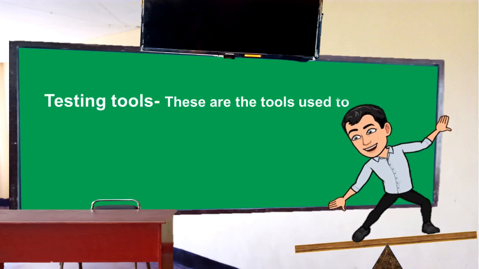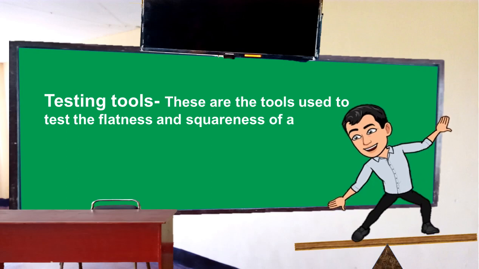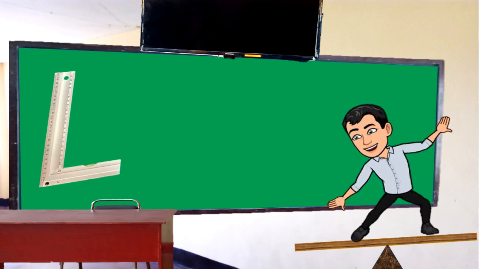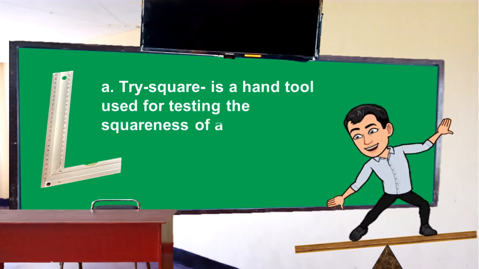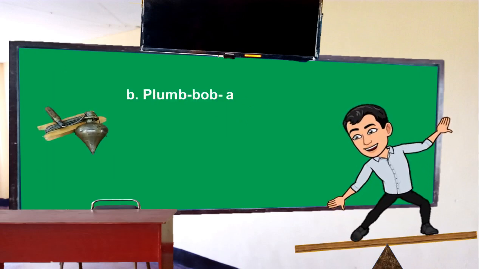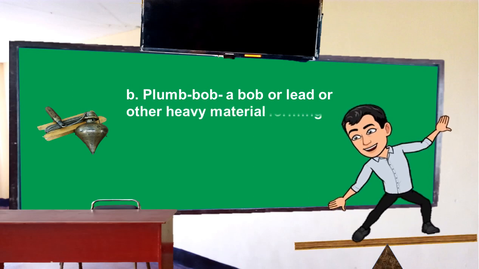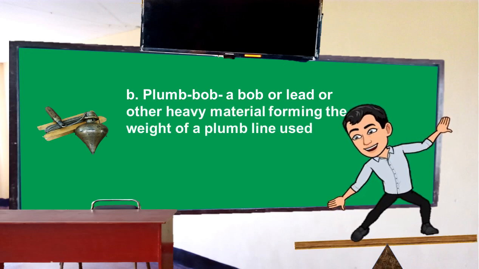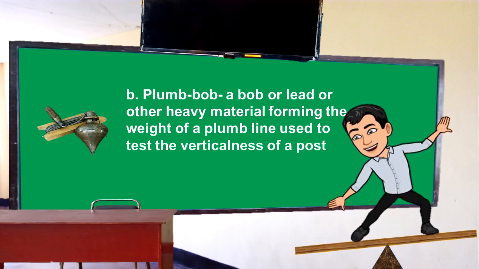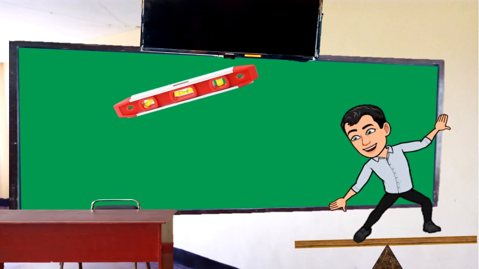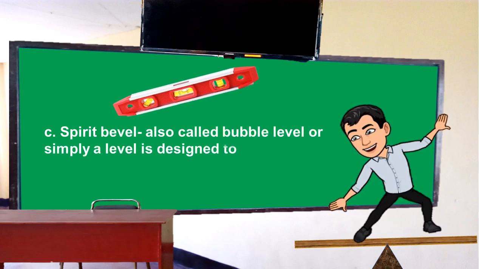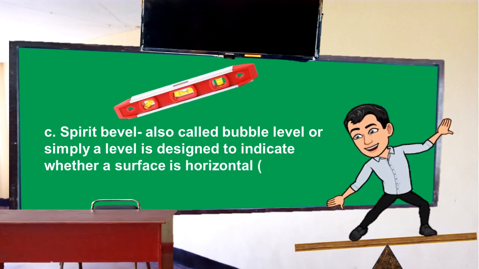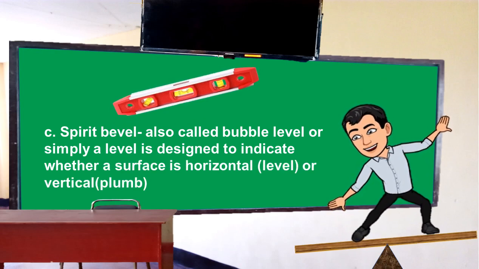Testing tools. These are the tools used to test the flatness and squareness of wood. Tri-square is a hand tool used for testing the squareness of a stock and corners. Plumb bob, a bob of lead or other heavy material forming the weight of a plumb line used to test the verticalness of a post. Spirit level, also called bubble level or simply a level, is designed to indicate whether a surface is horizontal level or vertical plumbed.